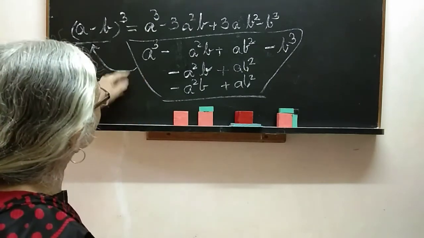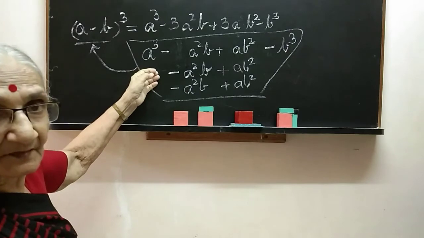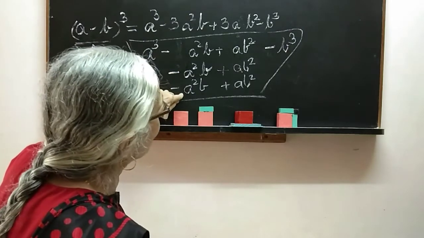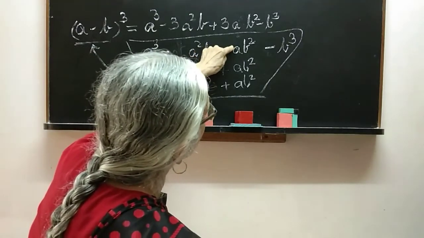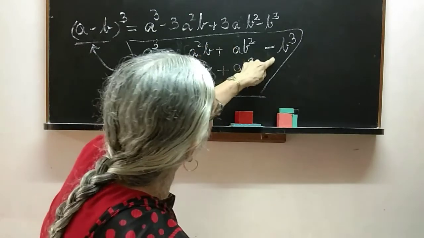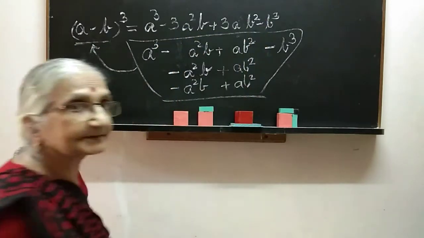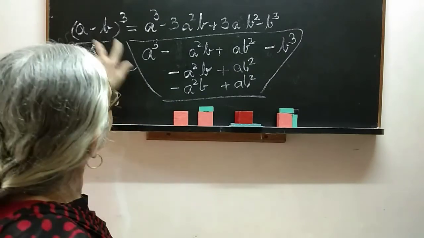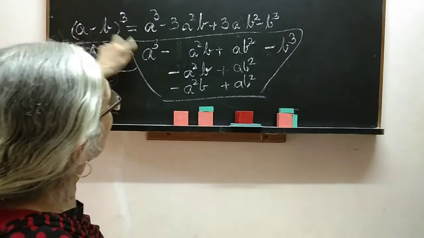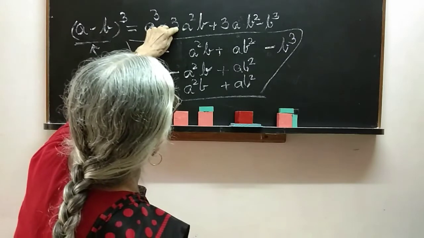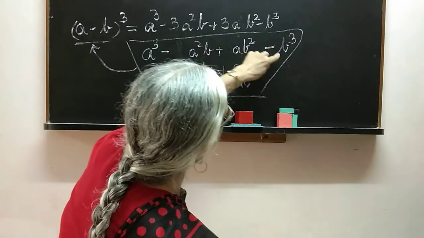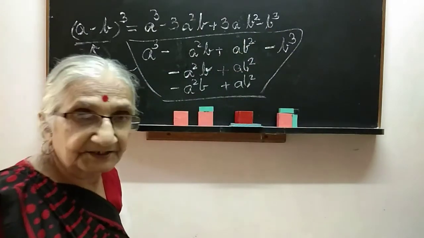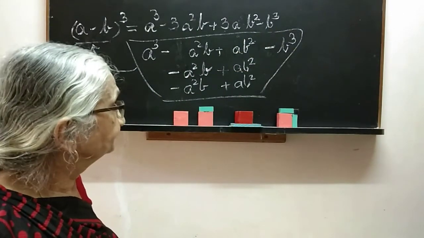But these two are equal means what is this? Let's see what it is. It is A cube minus 3A square B plus 3AB square minus B cube. Well, that's precisely our right hand side. Or in other words, what we have done is, we have verified that A minus B whole cube is A cube minus 3A square B plus 3AB square minus B cube. And that takes care of the identity and its verification.